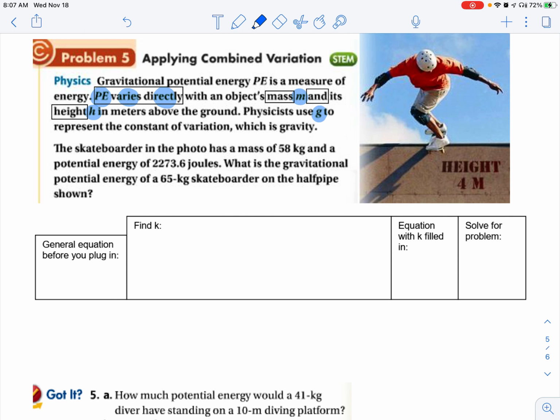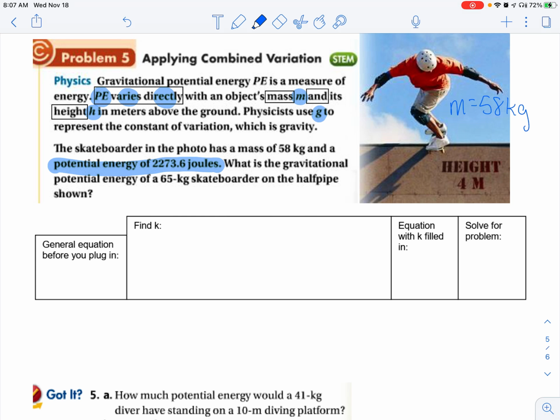This skateboarder in this photo has a mass. Let's go ahead and put his mass of 58 on here. His mass is 58 kilograms. We could do a quick Google search on how many pounds that is, but mass of 58 kilograms. And his potential energy is that.